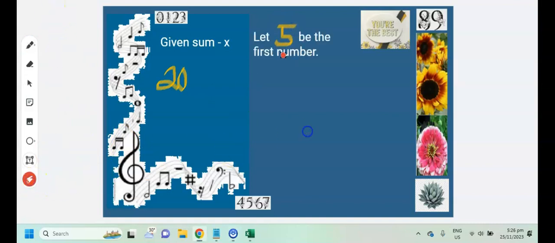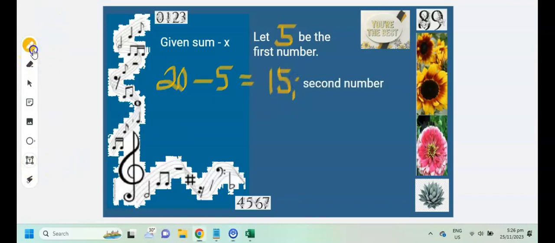Unsa man ang buhaton nato sa 5 na first number diri sa 20? Yes, di ba? Ato man i-minus ang first number sa sum para makuha ang second number. So, pila man ang 20 minus 5, di ba? 15. So, 15 is the second number. So, unsa gani ang 20? Di ba ang 20 kay ang given sum.